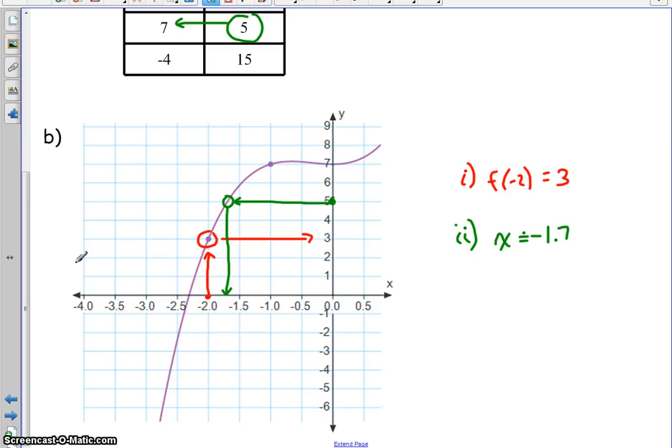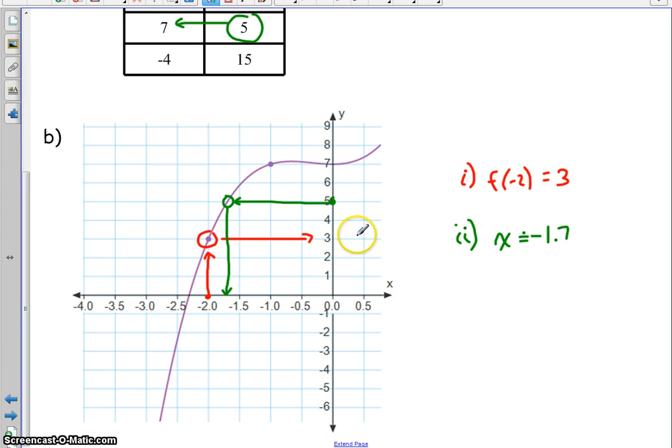Alright, so running through these together. For part B here, f of negative 2 means on the graph you look for x equal to negative 2. So that's going to happen here. When x is negative 2, you look up on the graph, and you see that the y value there, the value of the function, is going to be equal to 3. So when x equals negative 2, y is 3, so f of negative 2 equals 3.